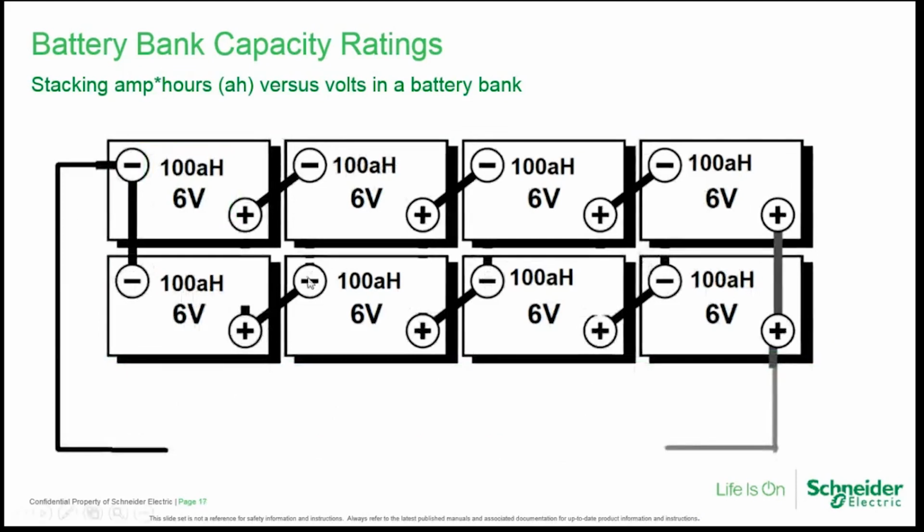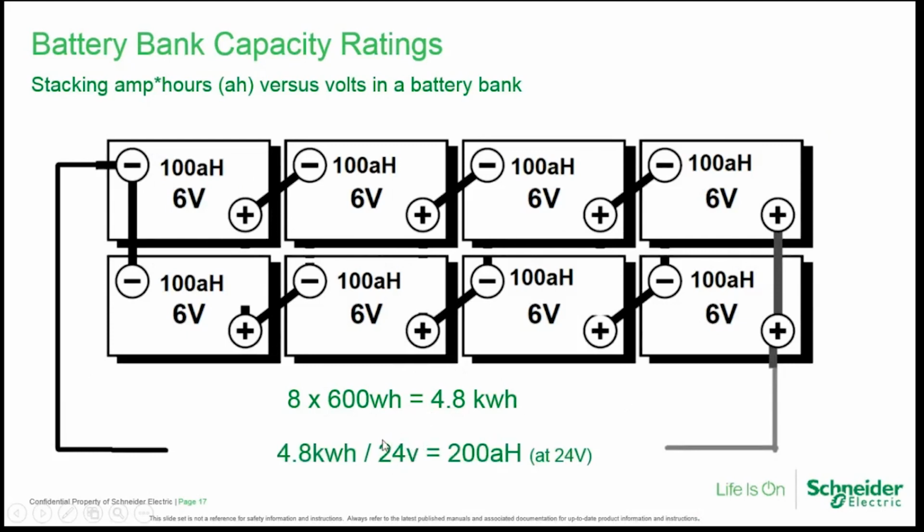Similarly, if we arrange the batteries differently in a 24 volt configuration, we still have 8 600 watt hour batteries. We still have a 4.8 kilowatt hour battery bank, but because we've got this arranged in 24 volts, this is now a 200 amp hour bank at 24 volts. So be careful how you actually consider what your battery bank is rated for in amp hours. Energy in kilowatt hours doesn't change.